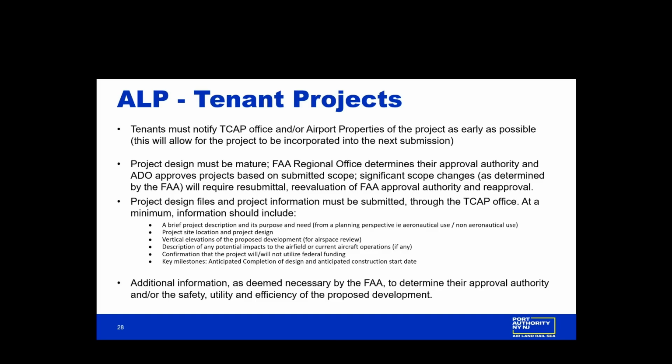While I keep saying early notification is important, the completeness of your design is also very important. That being said, we usually ask for your submission to be around 30% of your construction drawings, which hopefully means your project scope is determined and mature, and things like building height and building footprint are set, because the FAA might require resubmission or reevaluation after they give you approval if you have a significant scope change. And mind you, that significance is determined by the FAA.